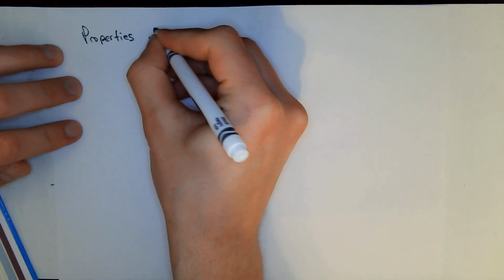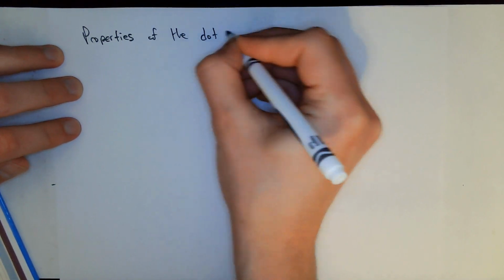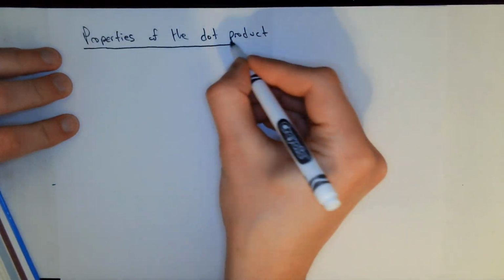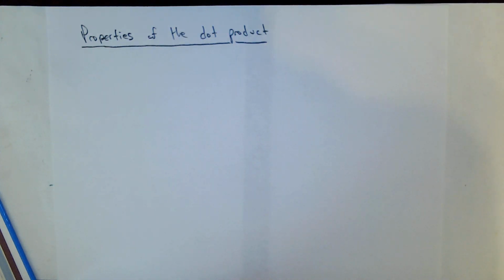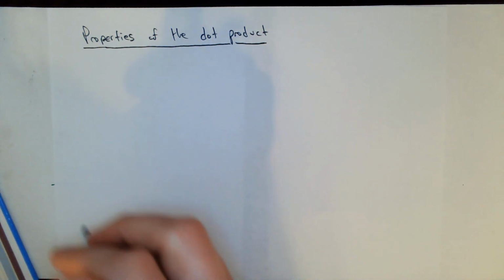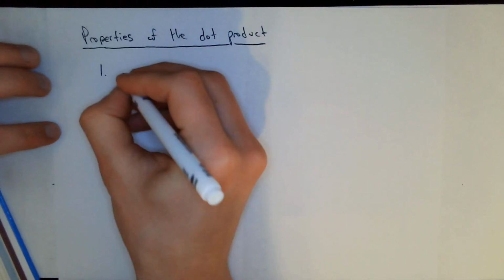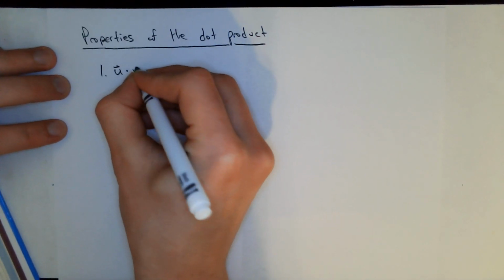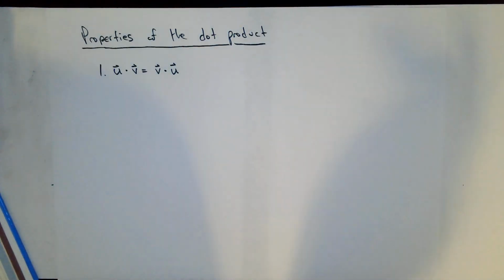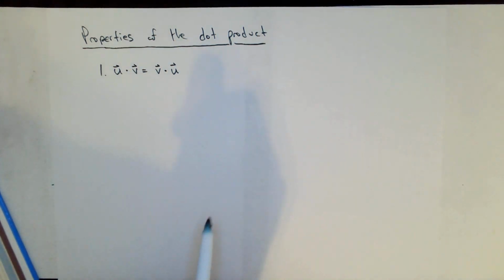Okay. Let's just talk about some properties of the dot product real quick. Anytime you introduce a new operation in math, you should talk about its properties, like how does it work with other kinds of operations, is it commutative, all sorts of things like that. So let's answer some of those questions. First of all, it is commutative, meaning you can swap the order. So u dotted with v is equal to v dotted with u.